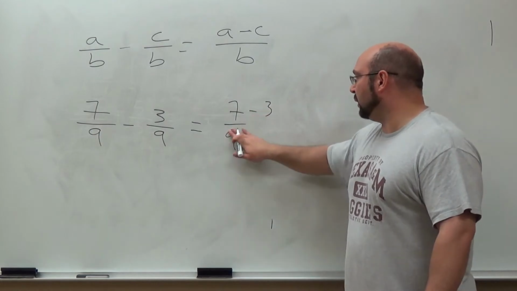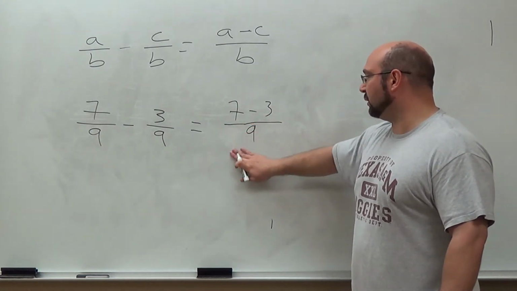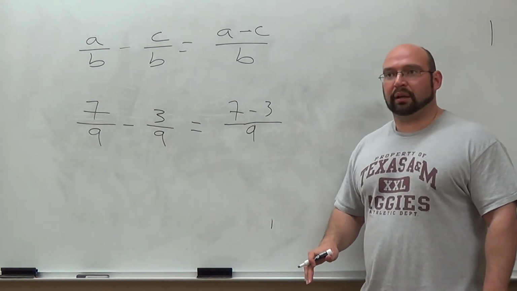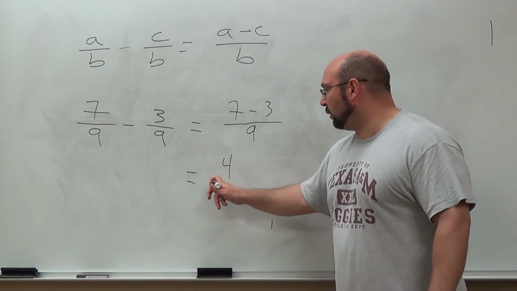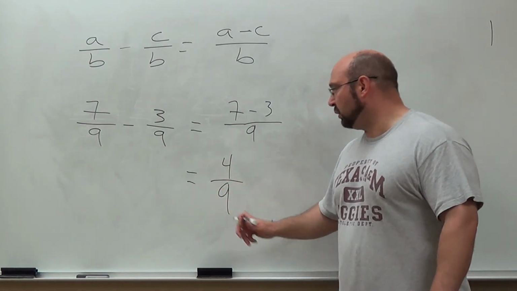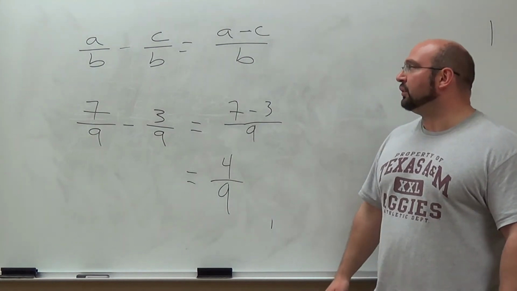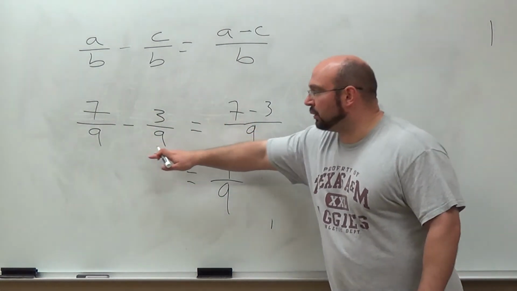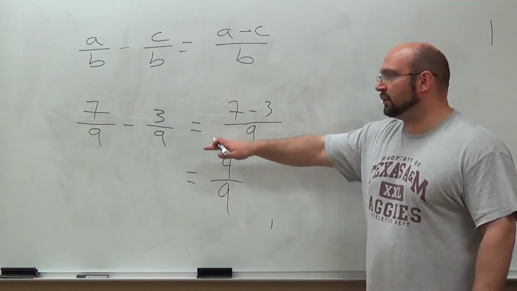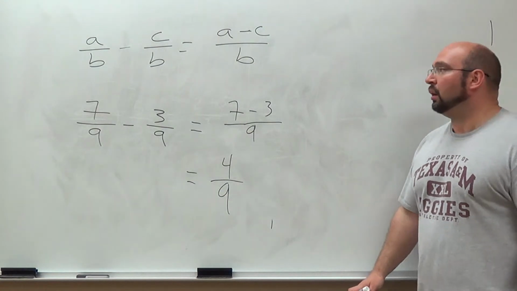So 7 over 9 minus 3, and let's put this 9 in the middle to make it a little more pleasing. Are we good to go with that? 7 minus 3 gives me the 4. There's the 9, just like that, right? Nice, pretty fraction. So once again, we keep our denominators as is, we deal with our numerators, and we're golden.